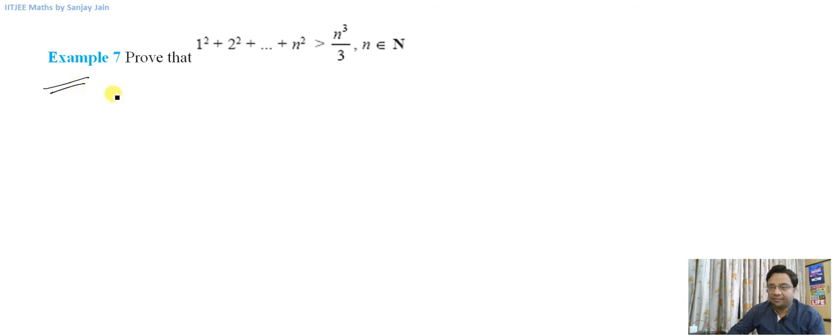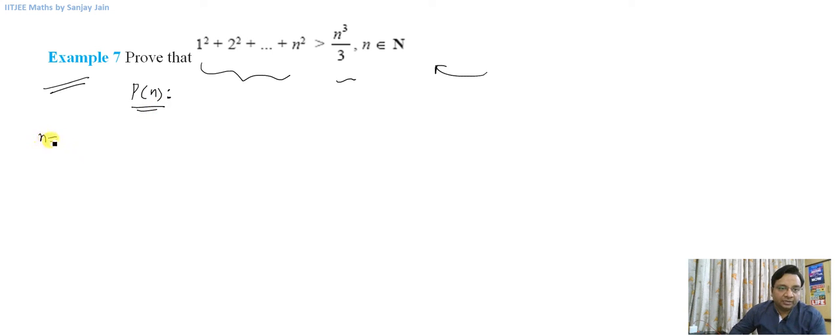Let us take example number 7 now. Let this statement that we need to prove, let us write this statement as P of n. So what is P of n? That this is greater than this, right? For all n belonging to natural numbers.